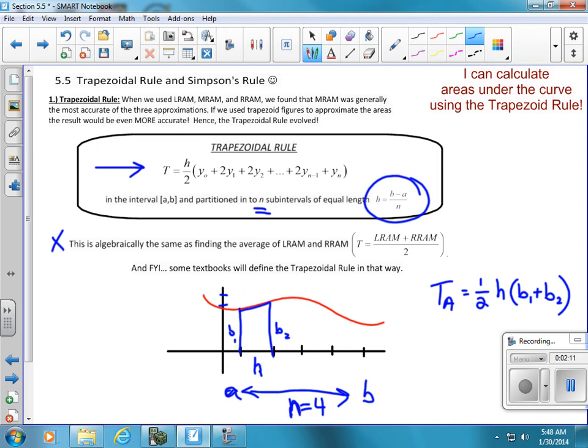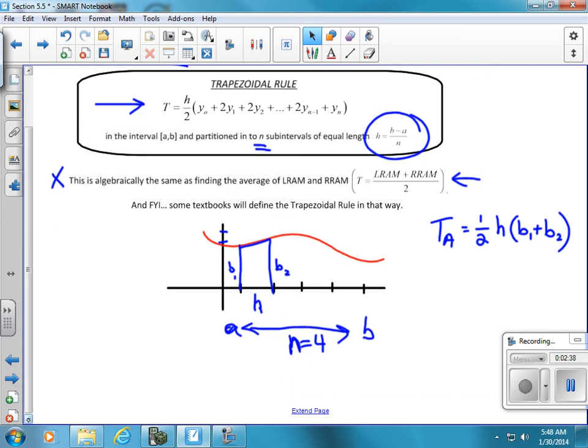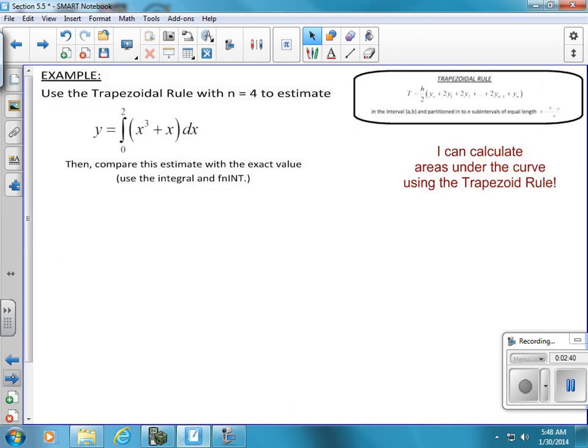Algebraically, some textbooks write this formula differently, and I think this tells you that the trapezoidal rule would make it more accurate. By the way, up here it says we're going to be learning Simpson's rule. Simpson's rule is not on the AP exam, so in fact we are not doing it. So let's do our first problem.